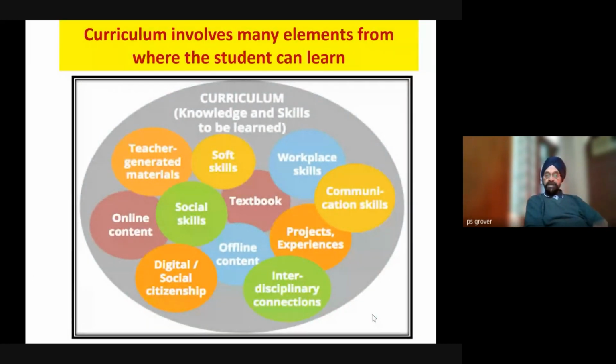Now, curriculum involves many elements from where a student can learn. The learning of a student is not only in the class. Learning of a student comes from various sources. It may be self-learning, it may be peer learning, it is class learning, and so on. So learning of the student comes from knowledge, the curriculum.